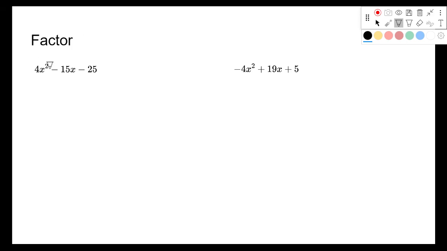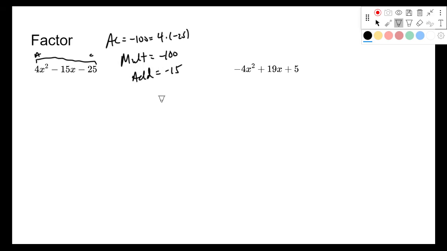Slide and divide means I'm going to take the A and the C and multiply them together. Here we go. 4 times negative 25 is negative 100. So now I need two numbers that multiply to be negative 100 and add to negative 15. So again, you're back similar to 1AM. You're looking for the numbers. It's got to accomplish both tasks. In this case, those numbers would be negative 20 and 5. Those are my two numbers, negative 20 and 5.